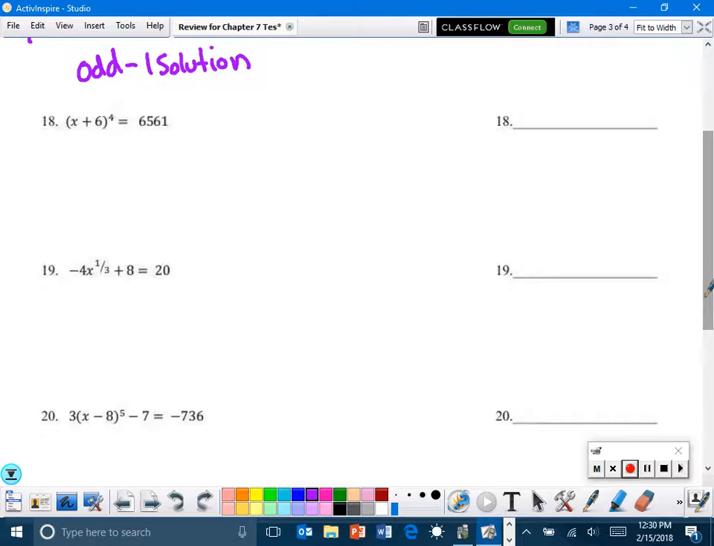Number 18. First of all, I noticed that the exponent is a 4. That is even. That tells me there are going to be two solutions.